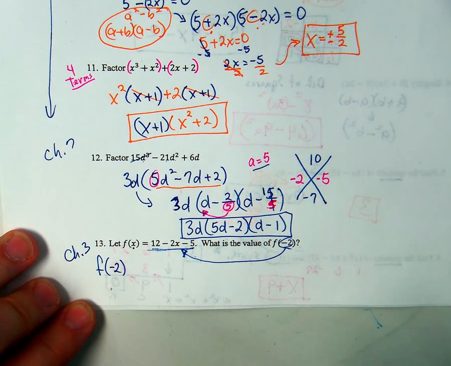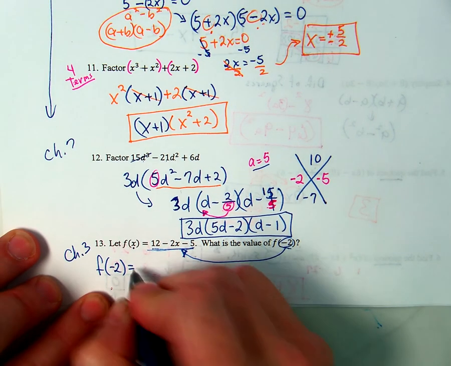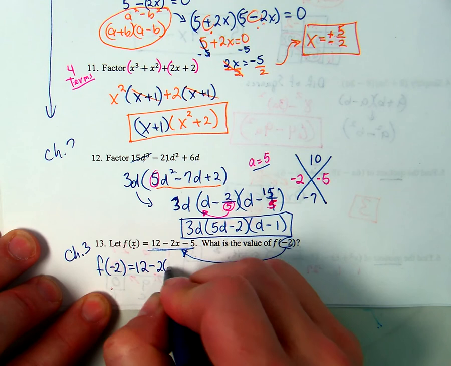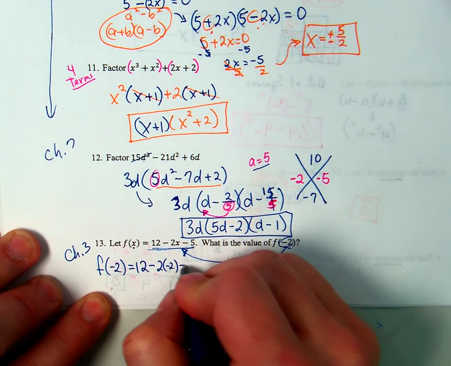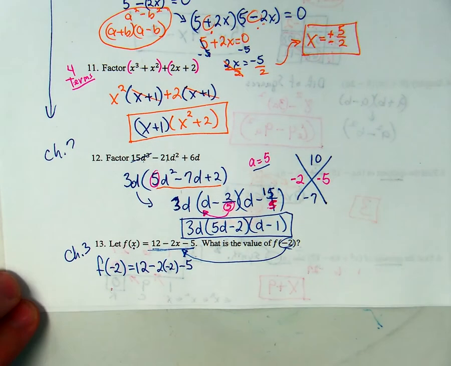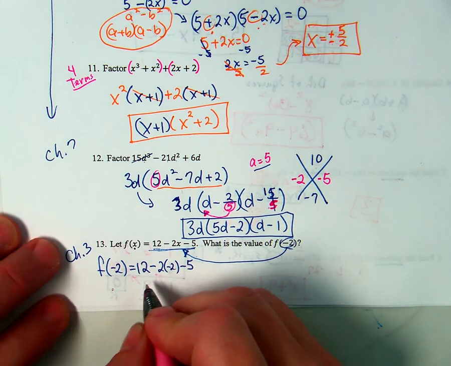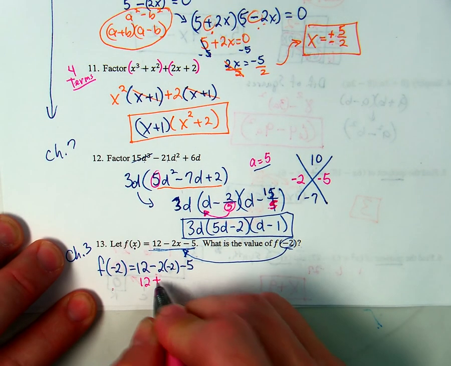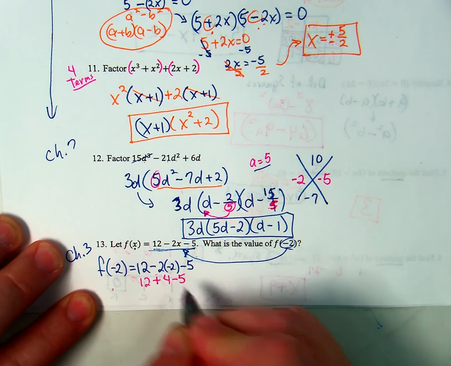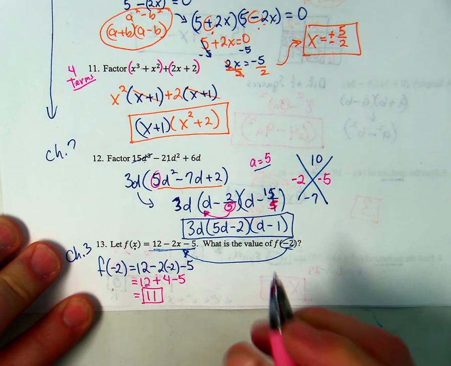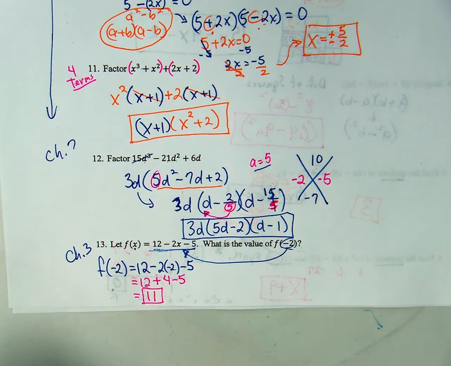f at negative 2, evaluated at a negative 2, is going to give me 1 minus 2 times negative 2 minus 5. Okay, well, negative 2 times negative 2 is going to be 1 plus 4 minus 5. And so my final answer will be 0. And that's a pretty easy one.